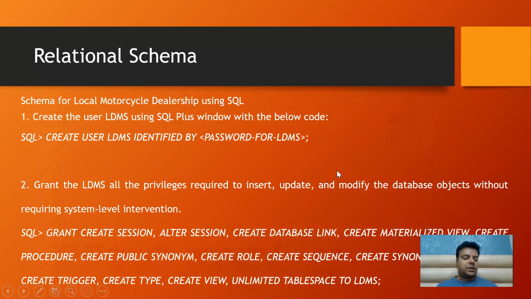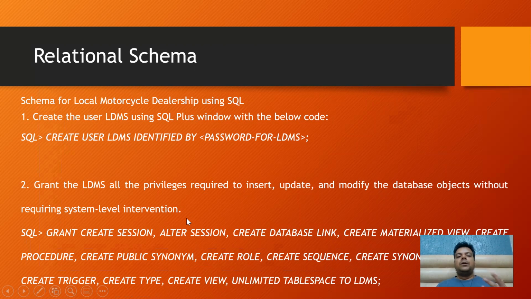Let's go over to the next slide. So in the relational schema, we basically define a schema for the local motorcycle dealership. You can see here, this is SQL syntax for creating the schema with the user LDMS. It's a short form for local dealership motorcycle.